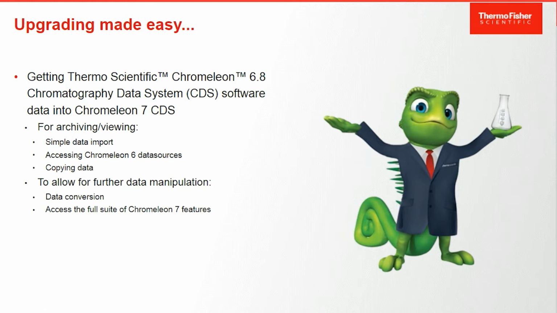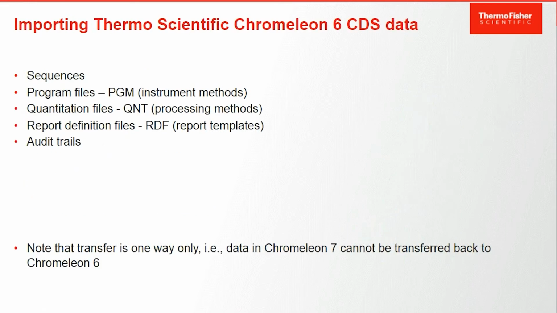All the major files from Chromeleon 6 can be imported into Chromeleon 7, so things like sequence files, PGM files, the quant files, the report definition files, and audit trails. One thing to note about this, however, is that once it is transferred over to Chromeleon 7, whether it's imported or converted, it can't be brought back to Chromeleon 6.